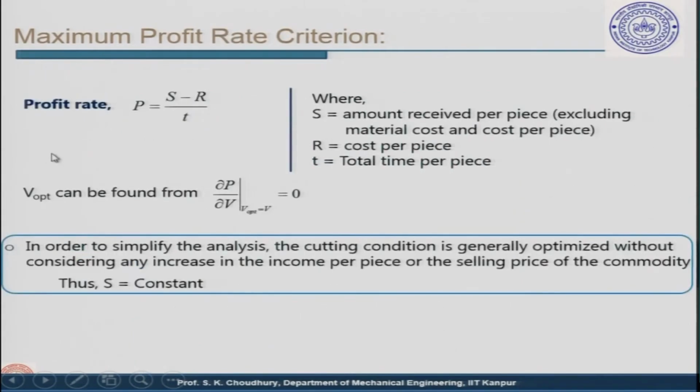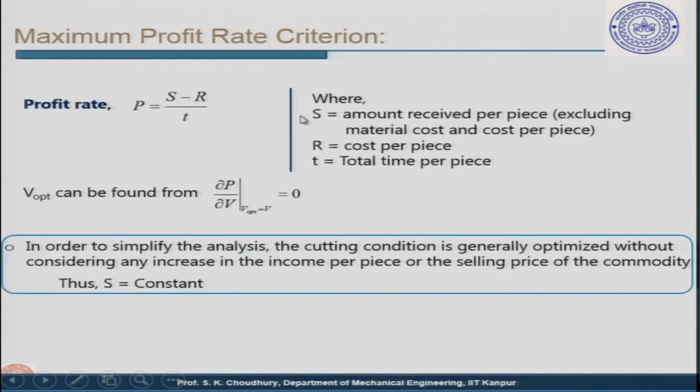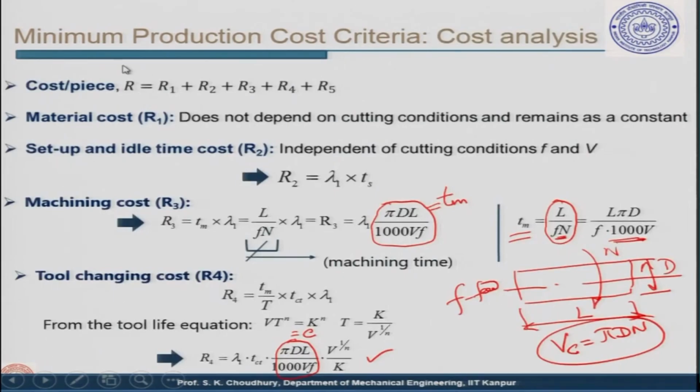Now, next we can similarly find out the maximum profit rate criteria. Profit rate P is given by S minus R divided by T. T is the total time per piece. S is the amount received per piece, excluding the material cost and the cost per piece, meaning that after selling, how much you are actually getting, how much you are selling it for. In one word, it is the selling cost. R is the cost per piece. Cost per piece we have already found out. This is the cost per piece.